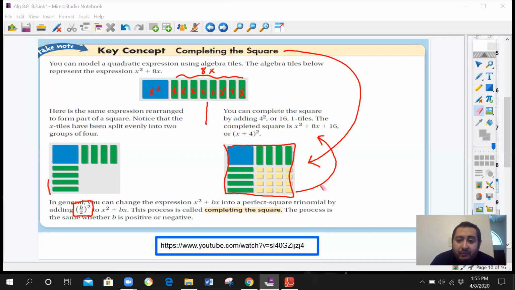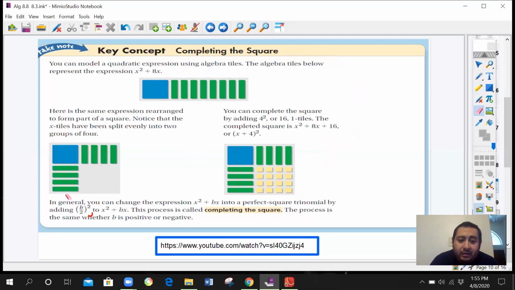Let me highlight this formula in yellow. All of this section is your formula. Let me label this. Formula: x squared plus bx. This process is called completing the square. The process is the same whether the b is positive or negative as well.